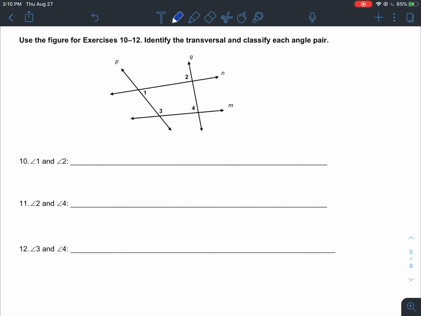All right, 10 to 12, identify the transversal and the angle pair. So 1 and 2. 1 and 2 are both on transversal N. And on transversal N, they're on different sides of it, so they're alternate. And they're both between the lines P and Q, so they're interior.